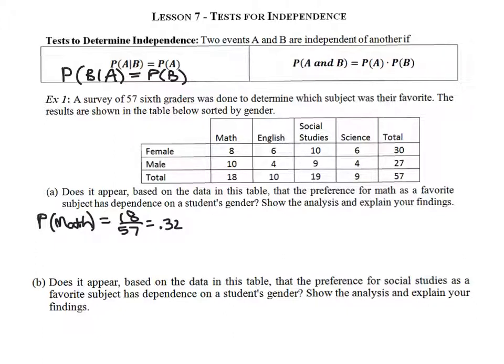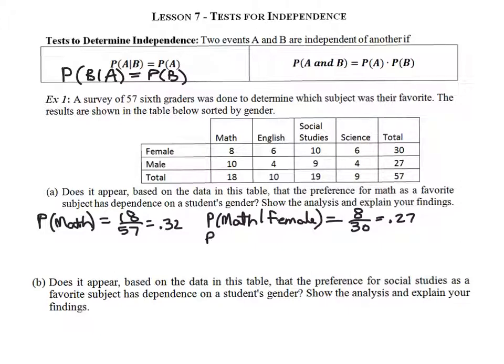Now what I'd like to do is take a look at the probability of math given the fact that I am only selecting female students to talk to. When I look at the row that represents the female students, because that's my given, I then look at the ones that selected math. So the probability of math given female: 8 of them selected math out of the 30 females that we had to choose from. When I do that division, that's giving me 0.27.